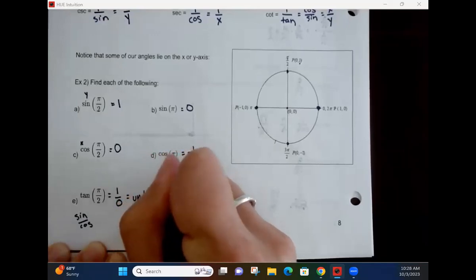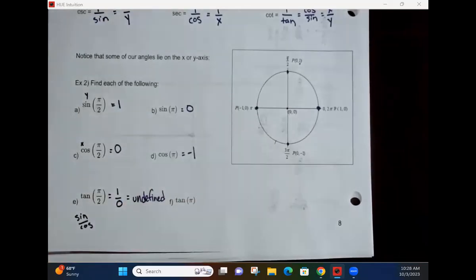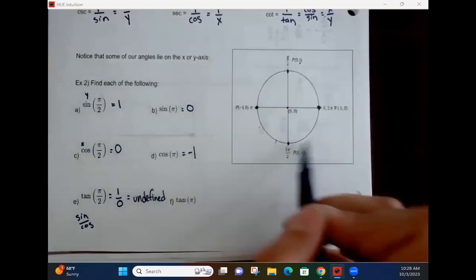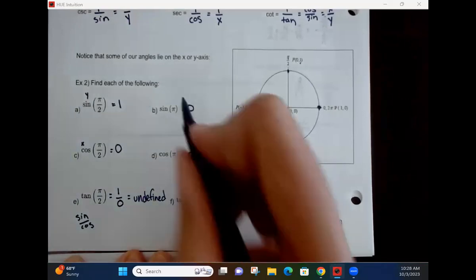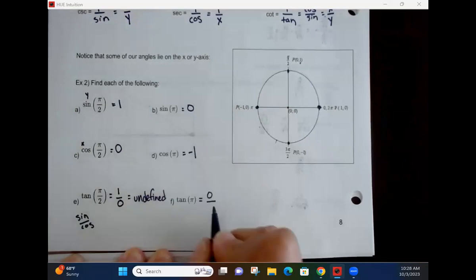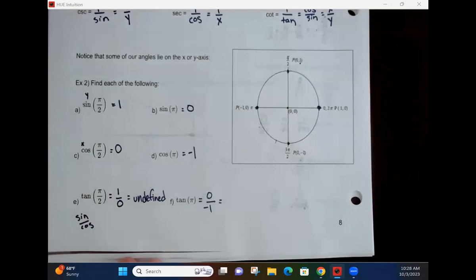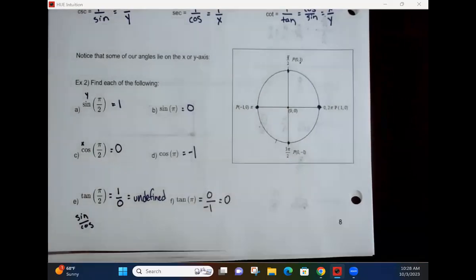When I start looking at some of those ratios or some of our reciprocal identities, we might get some stuff that's undefined, especially on our axes. Tangent of pi. So that would be the sine of pi over the cosine of pi. What would I get here? 0. Questions for me so far?